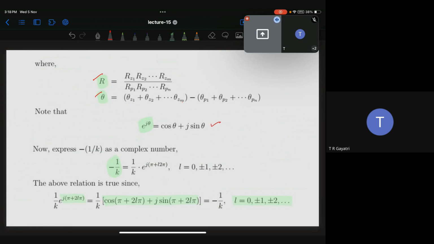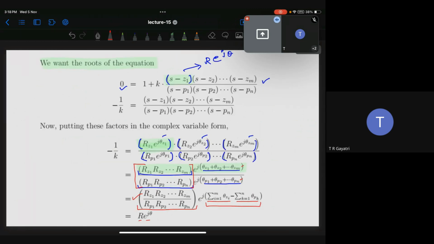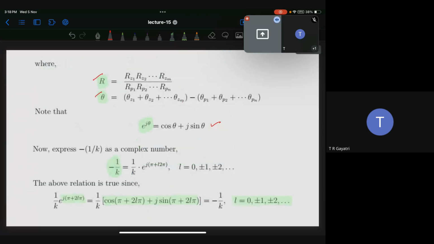You know already this e power j theta is cos theta plus j sin theta. Why I am explaining this is so we will get to the conclusion in a systematic way. Now you see here, on the left side we have minus 1 by k. On the right side, what do we have? r e power j theta. So this minus 1 by k, we can write the minus 1 in this way, e power j pi plus 2l pi, using the trigonometric relation.